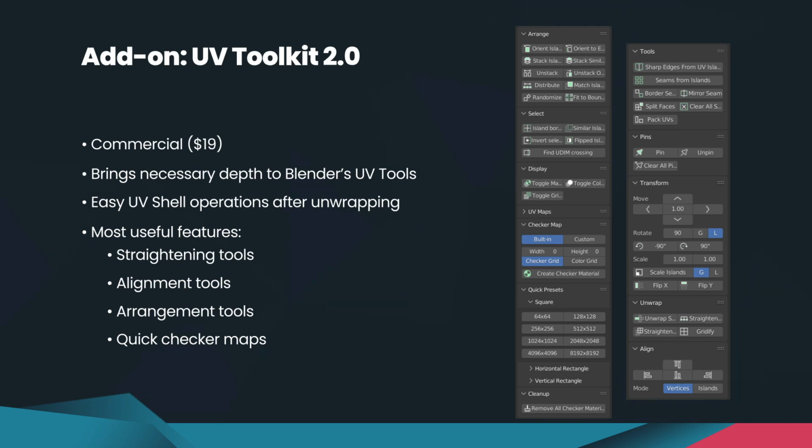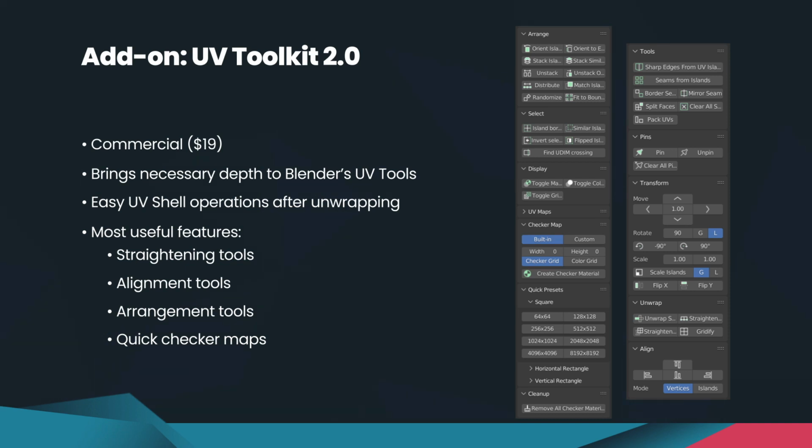Its most useful features are the following. Straightening tools. These will save us a huge amount of time compared to straightening by hand, especially when dealing with dense shells composed mostly by quads, like in cylinders. Alignment tools, both for vertices and islands. They are great when working with trims, setting up symmetrical UVs, or to straighten irregular islands. Arrangement tools like Stack Similar or Orient to Edge. And Quick Checker Maps. The add-on creates a temporary material with a UV checker texture with the size and features we need. We can also remove all of these materials with a single button.